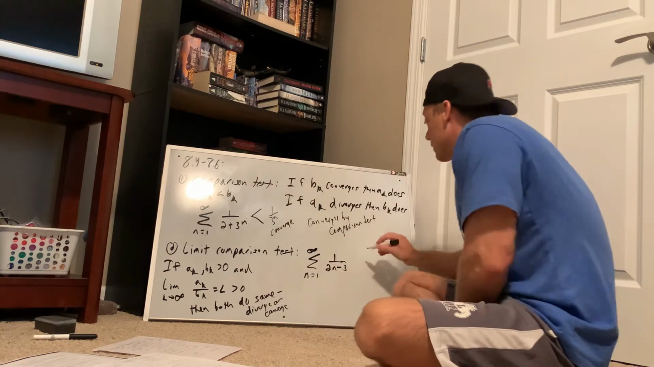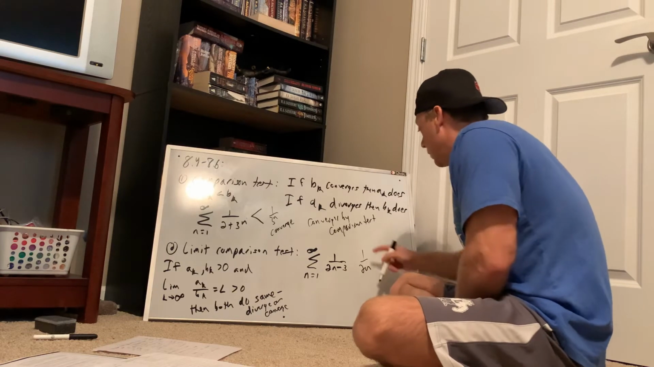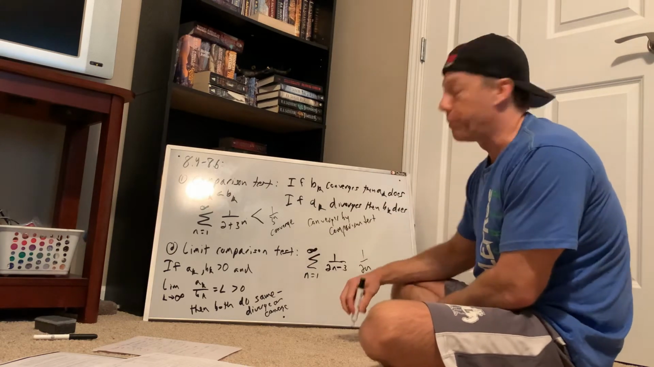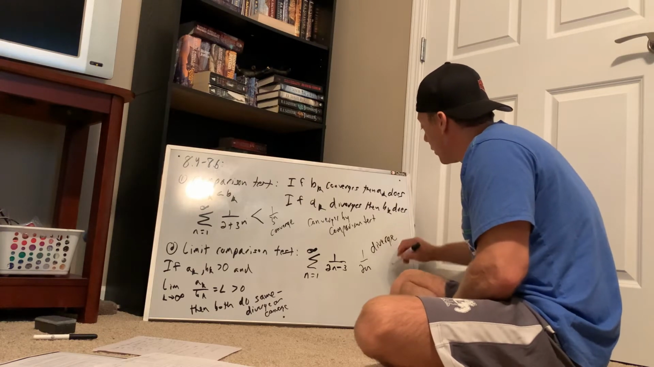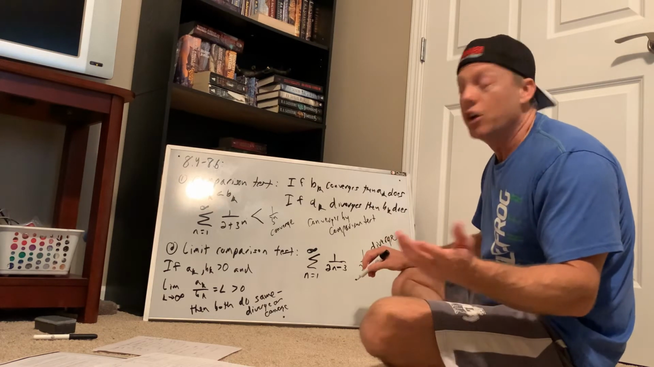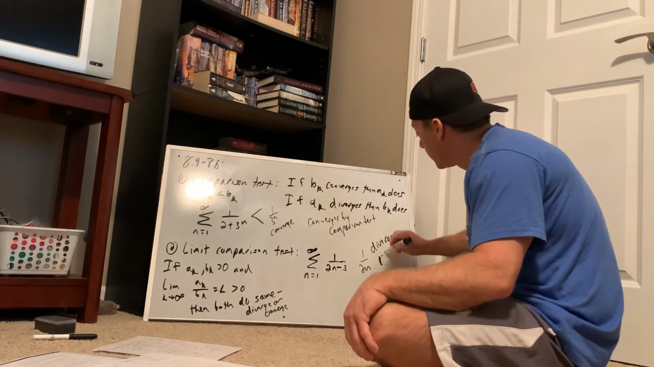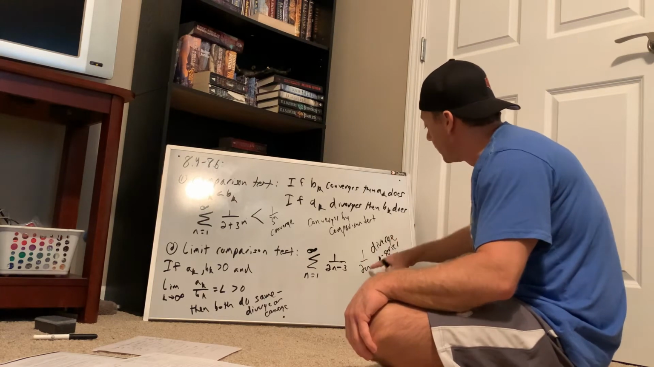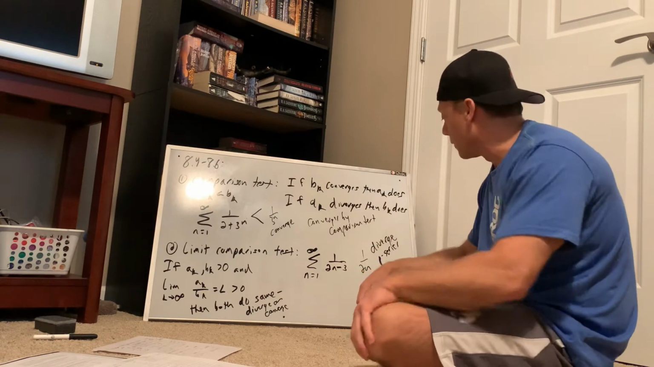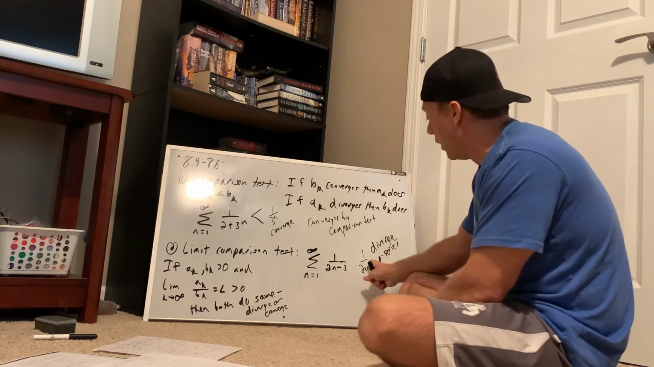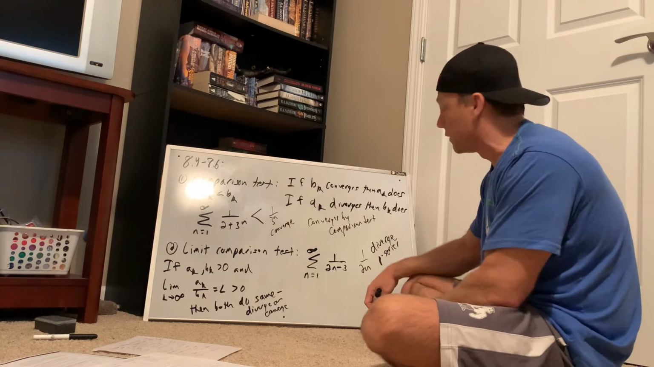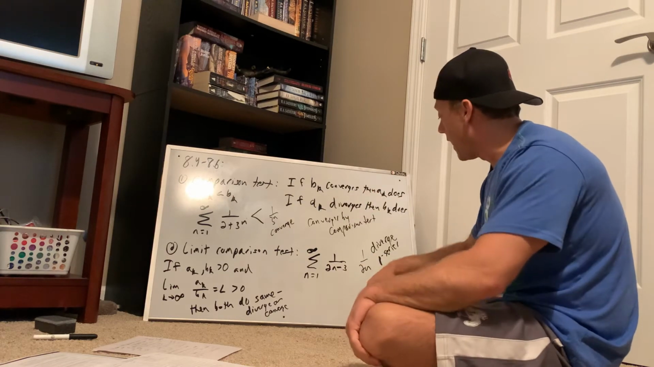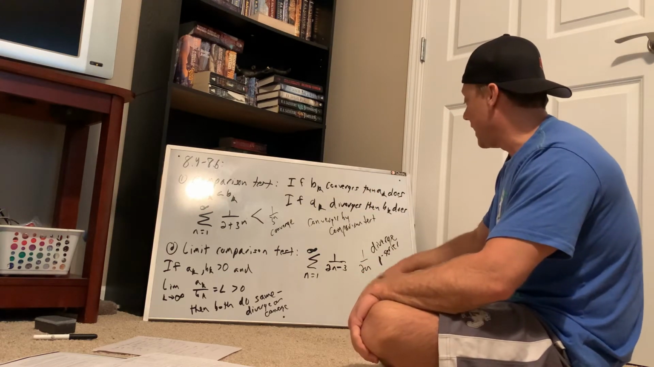But what I can do is compare this to 1 over 2n, and I can do the limit comparison test, because 1 over 2n, I know this is going to diverge because of the harmonic series, or you could say p-series, because p-series means that it's n to the first power. And if p is 1 or less, it diverges. If it's bigger than 1, it's going to converge, if you go back to the little chart we have.